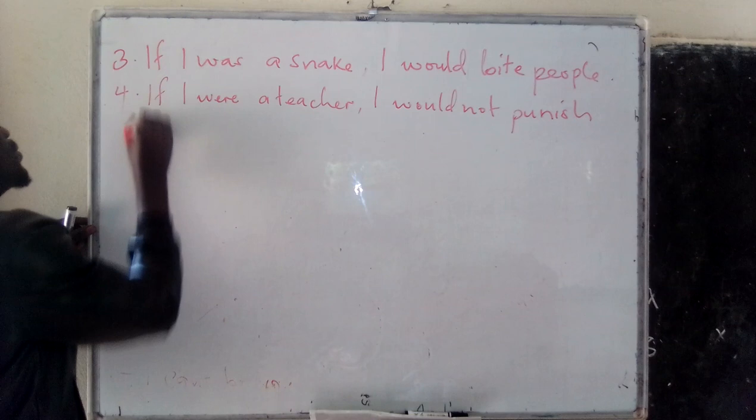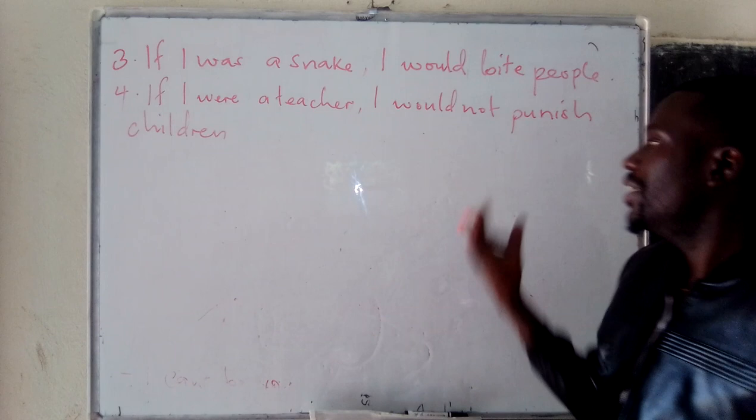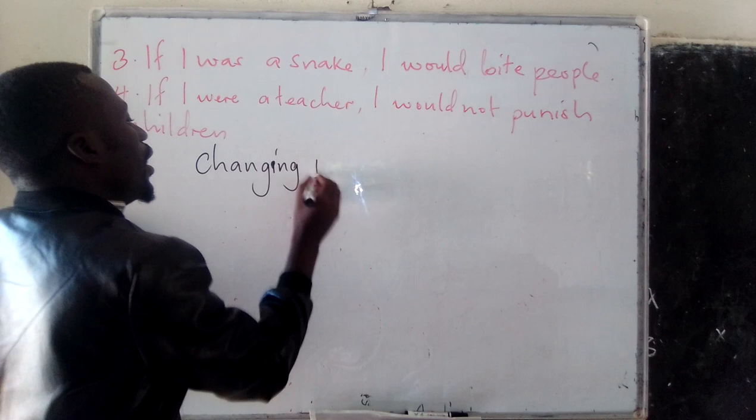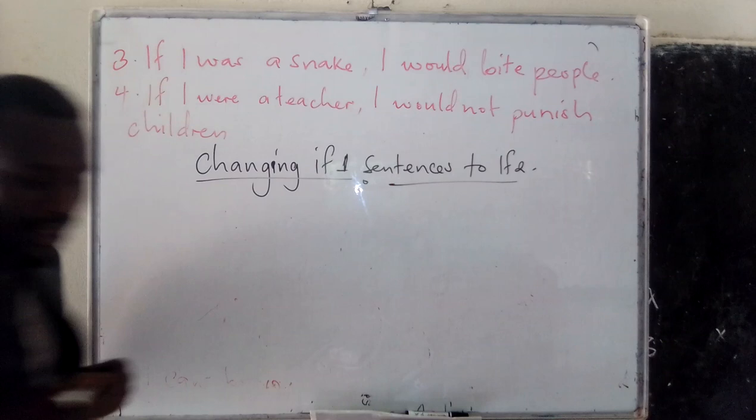So let us assume you, the viewer, or a learner watching this video, that if you were a teacher, for example, you were me, a teacher, you would not punish children. Now, I will be taking you through changing if one sentences to if two. Now, how can we change if one sentences to if two?